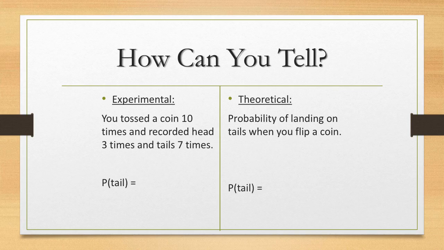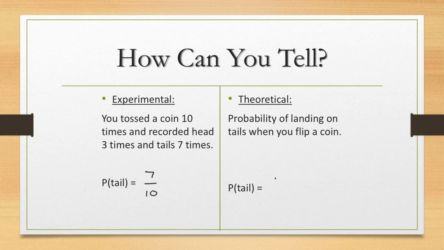So how can we tell? Okay, so experimental. Right here, it says you toss a coin 10 times and recorded heads 3 times and tails 7 times, okay? So we actually did something. We actually tossed the coin. That's why this is experimental, okay? So on this one, our probability is going to be 3 over, actually back up. We had tails 7 times. So it'd be 7/10.